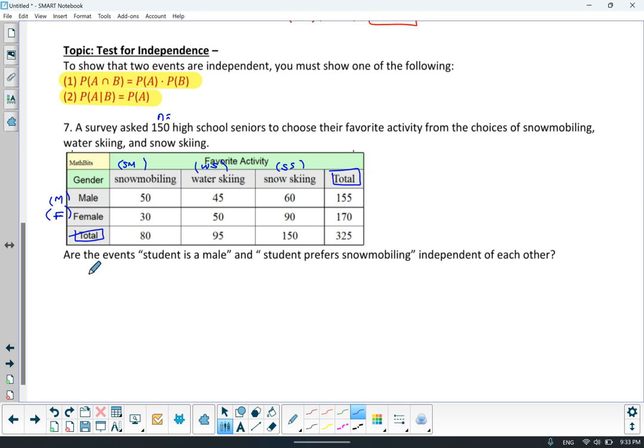So I could use either rule, either method. I'm going to use method 2 first. And you can do this a number of different ways. You can either have male as the condition or snowmobiling. I'm going to have snowmobiling as my condition. So the probability male, given they prefer snowmobiling.